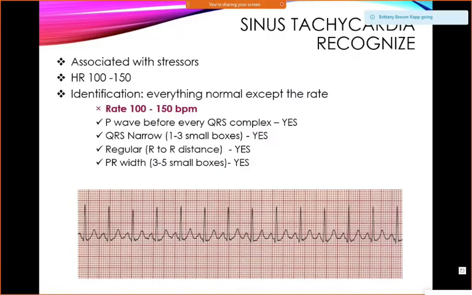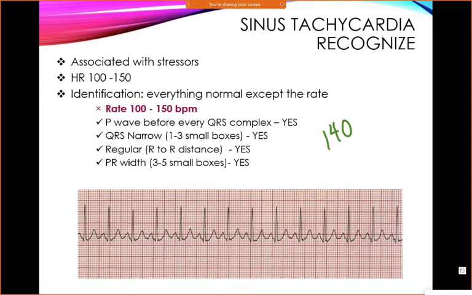Okay. Sinus tachycardia is in a class by itself because it's all okay except for the heart rate. So the rate is 100 to 150. Let's see. This one is 1, 2, 3, 4, 5, 6, 7, 8, 9, 10, 11, 12, 13, 14. This rate is 140. So our rate is 140 there. It fits right in the sinus tachy. We look at everything else, checks out.